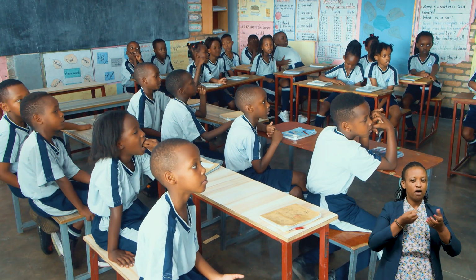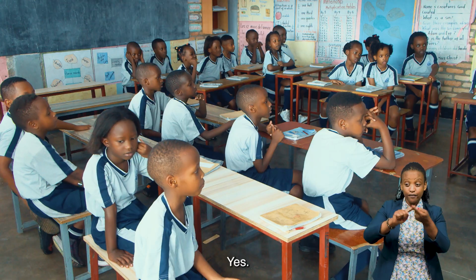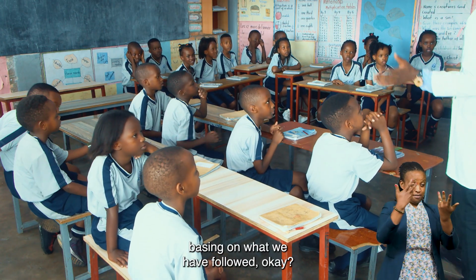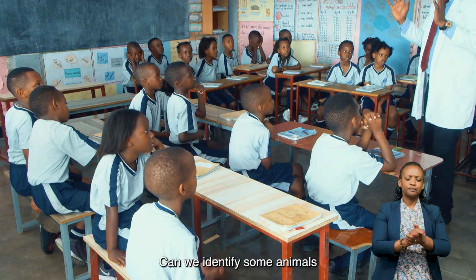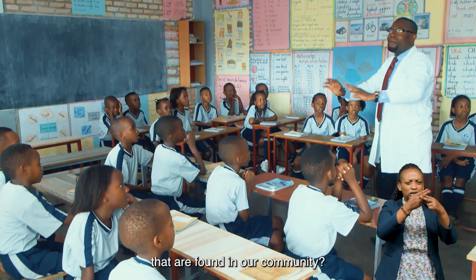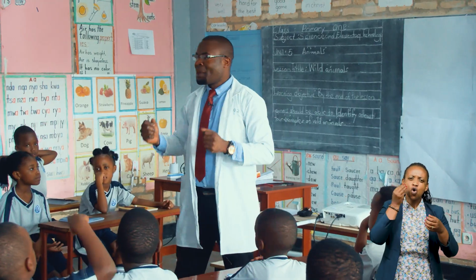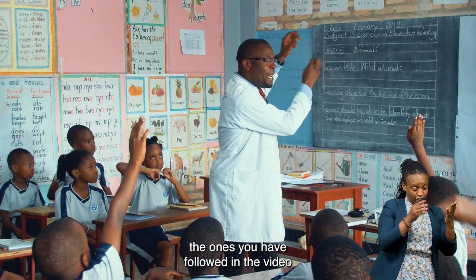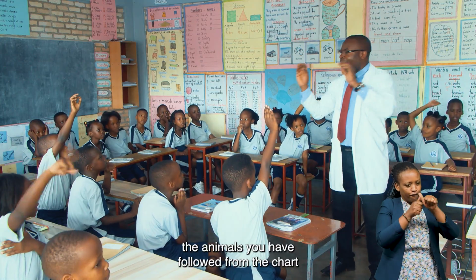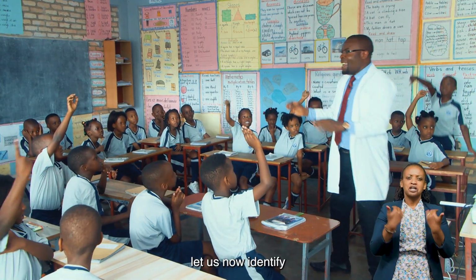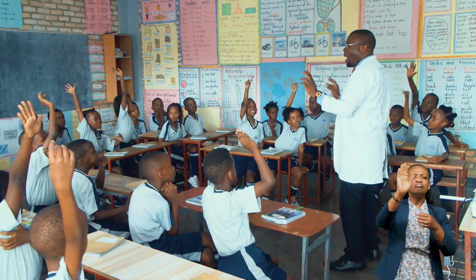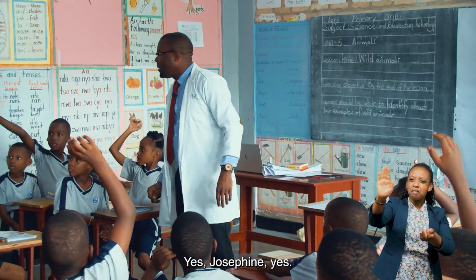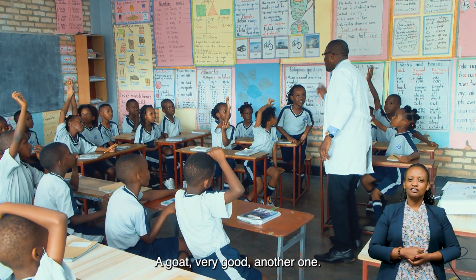Are we together, friends? Now, friends, basing on what we have followed, can we identify some animals that are found in our community? Apart from the animals we have followed from the chart, let us now identify animals that are found in our community. Yes, Josephine? A goat, very good.